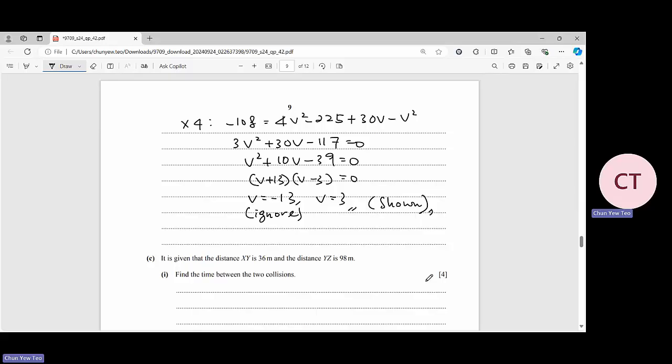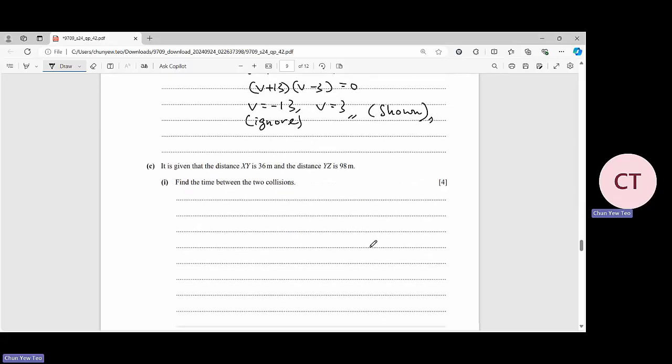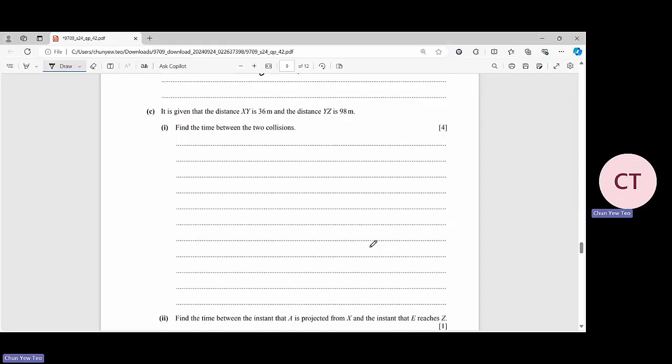Okay, so now we're moving on to question C. It is given that the distance XY is equal to 36 and the distance of YZ is 98. Find the time between the two collisions. The time between the two collisions means the time after the first collision but before the second collision.